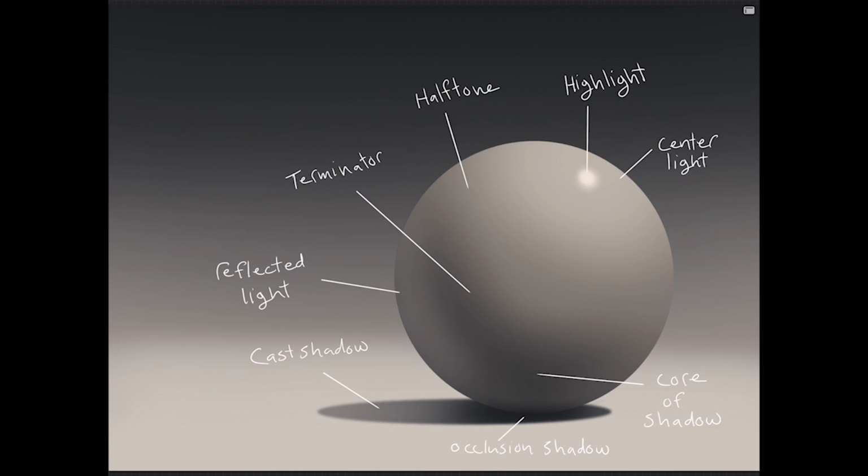Okay. The next part is the core of the shadow. The core of the shadow is going to be the darkest part of your shadow besides the occlusion. Core shadow is where there's no reflected light hitting it from behind, and there's no center light hitting it from the front, so it's just right behind the terminator where it's cast into shadow.